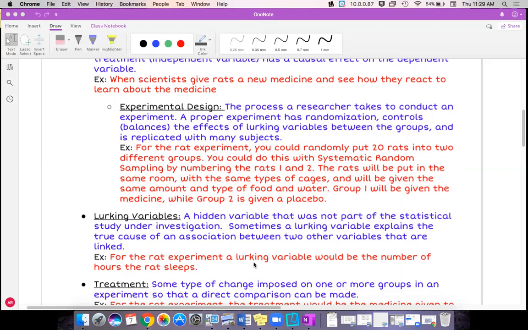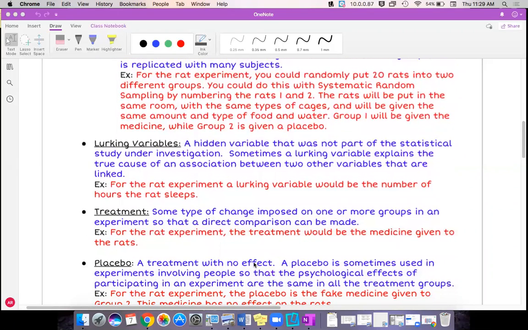So here's an example. For the rat experiment, you could randomly put 20 rats into two different groups. You could do this with systematic random sampling by numbering the rats 1 and 2. The rats will be put in the same room with the same types of cages and will be given the same amount and type of food and water, so you're controlling outliers and controlling lurking variables. And then group 1 will be given the medicine, and group 2 is given a placebo. All right, so there were a lot of words in there, so let's talk through what these mean.